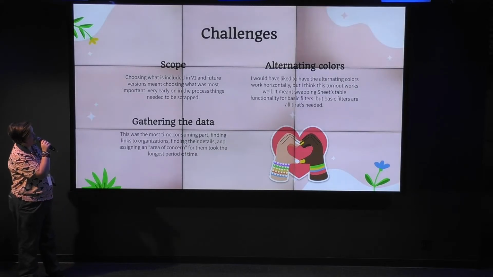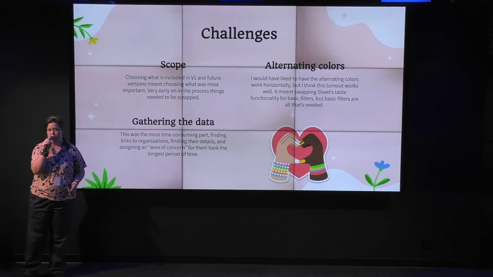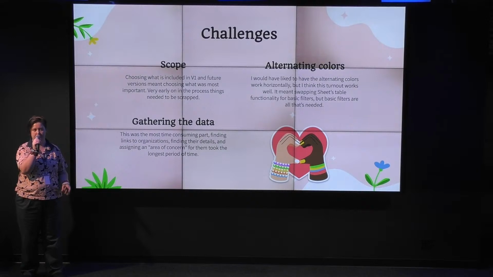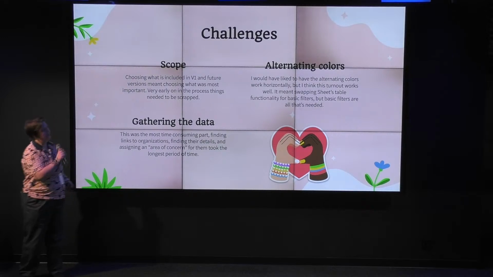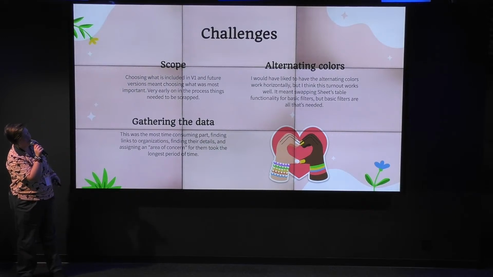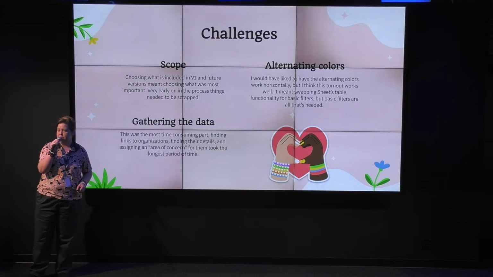Some of the challenge was the scope. The V1 and the future versions, choosing what was the most important features. Obviously, because it's a simple project, it doesn't need that many bells and whistles, but there's a lot of bells and whistles that I want to add. Alternating colors, I would have liked for the alternating Pride colors to have been horizontal, but vertical also looks nice.